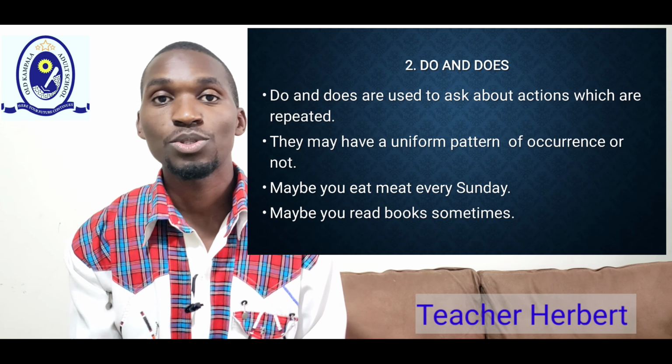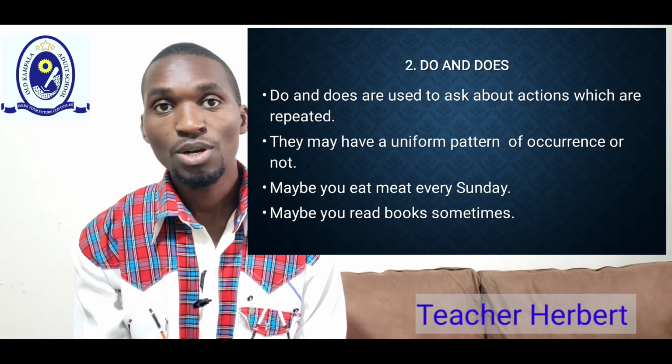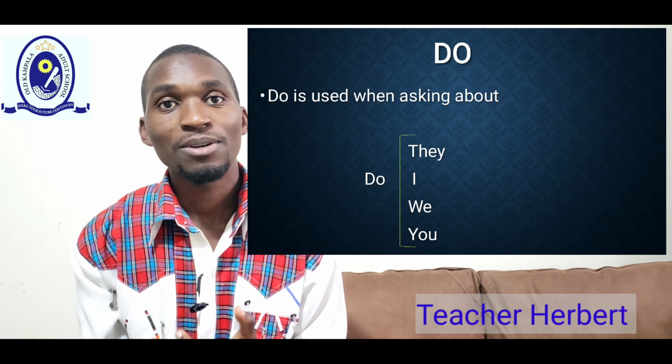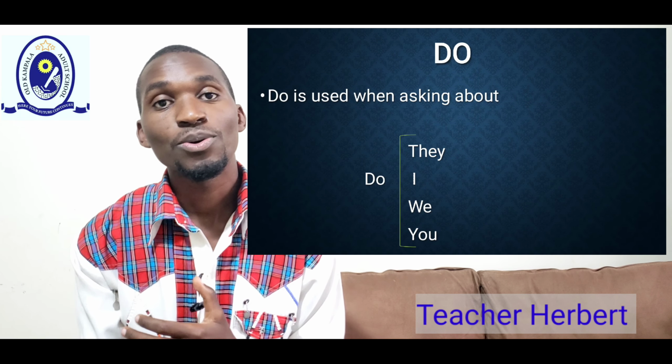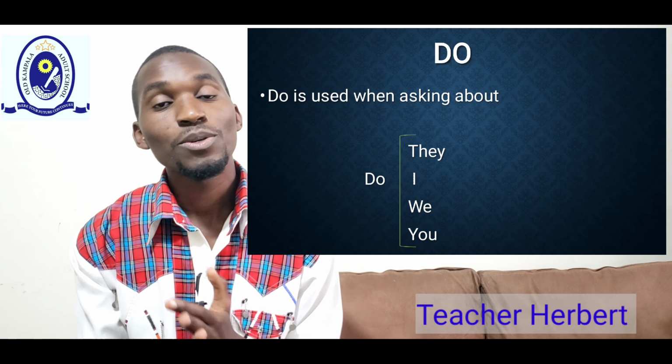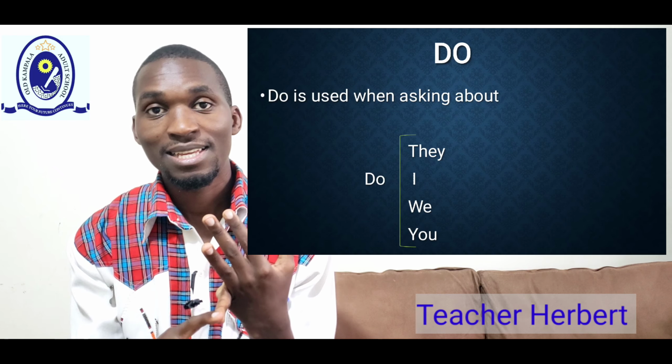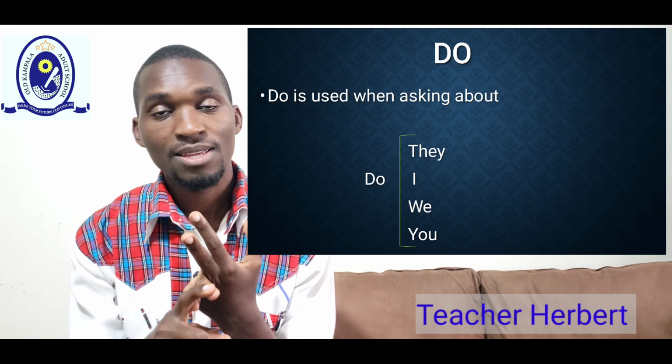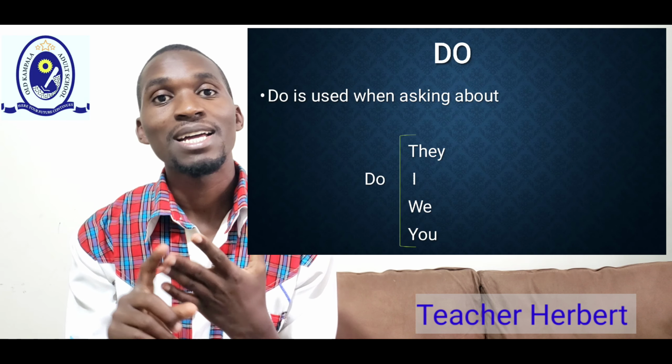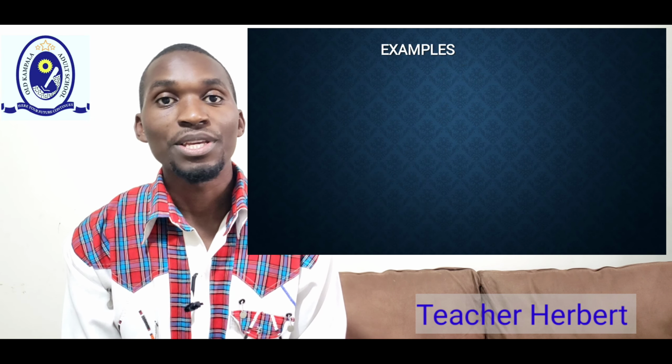So there we must use do or does. Now, when exactly do we use do and when exactly do we use does? We use do when we want to ask about they, I, we, and you. Those four: I, we, you, and they. We use do.